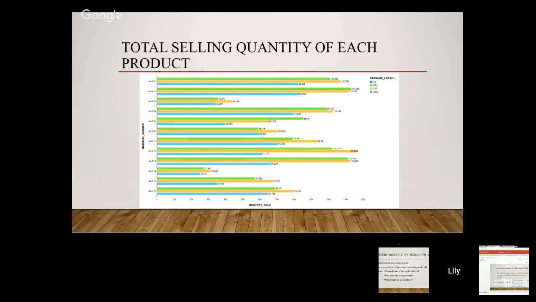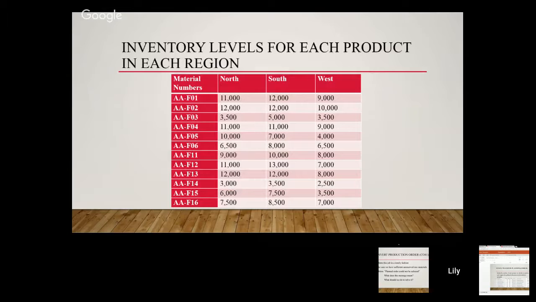This figure presents the total selling quantity of each product in each region in 9 rounds. I thought that when the inventory levels matched the selling quantities would be the optimum choice. That is, the average inventory level for F01 in the North region should be 11,000 units per round. After the calculation, we could know the inventory levels for each product in each region per round.